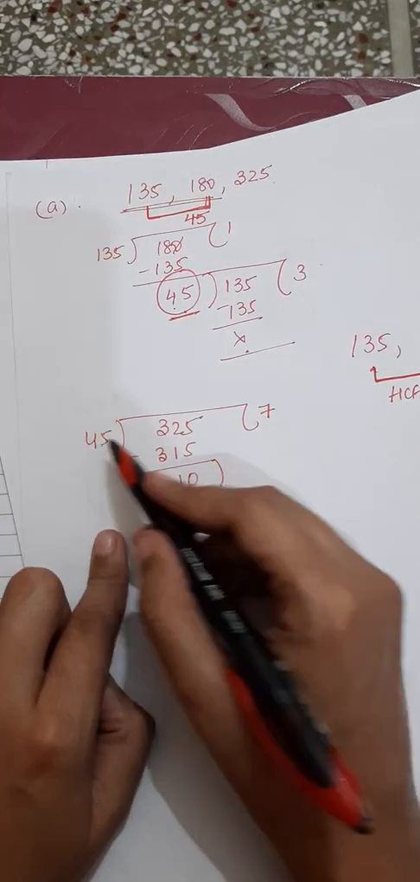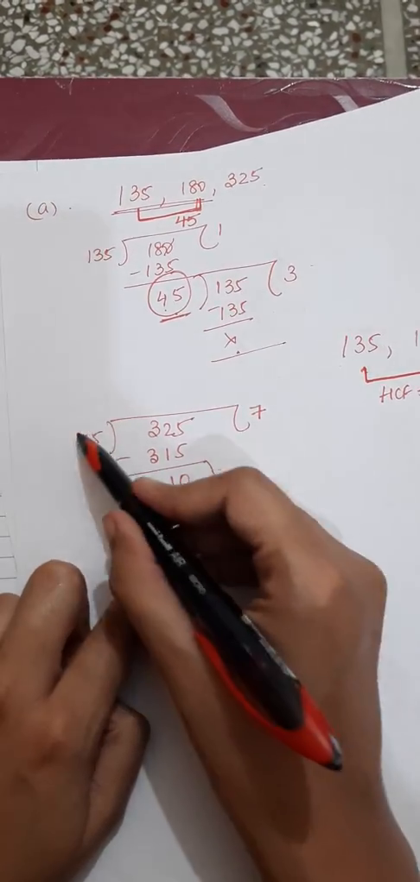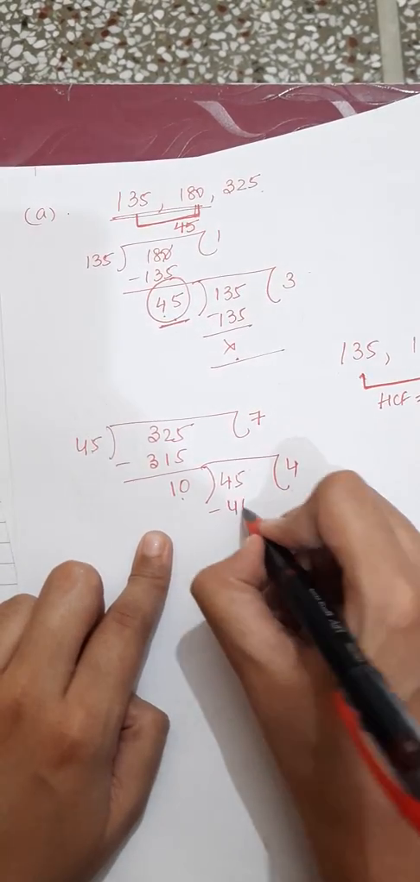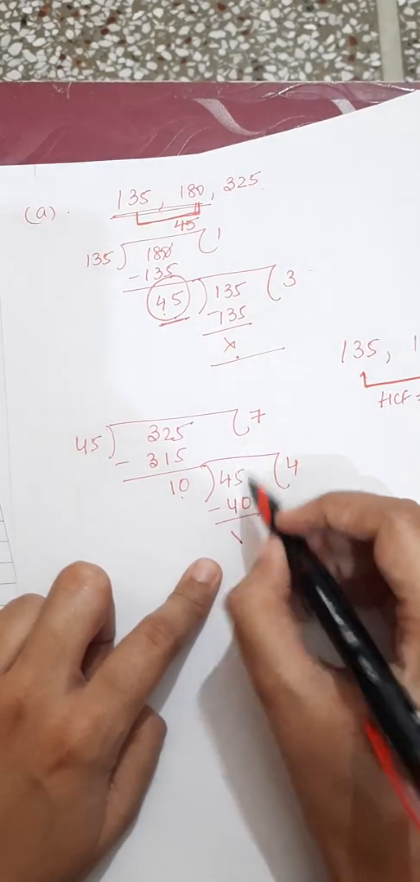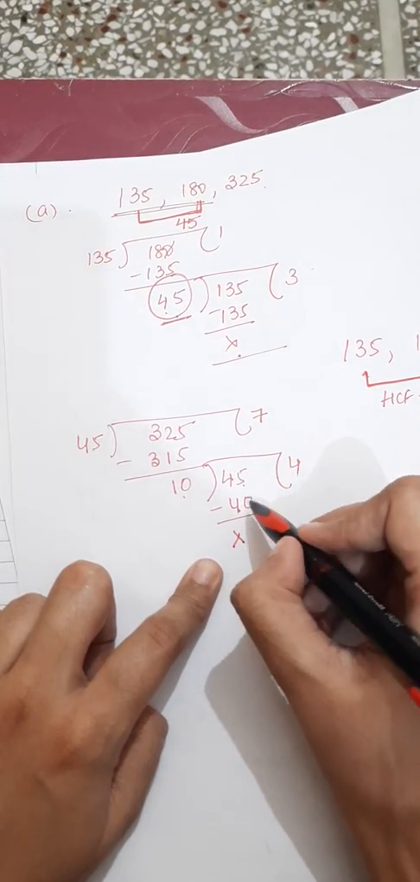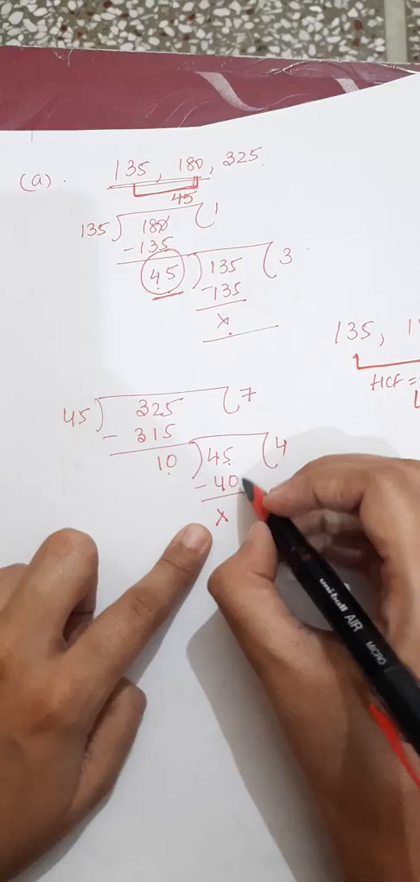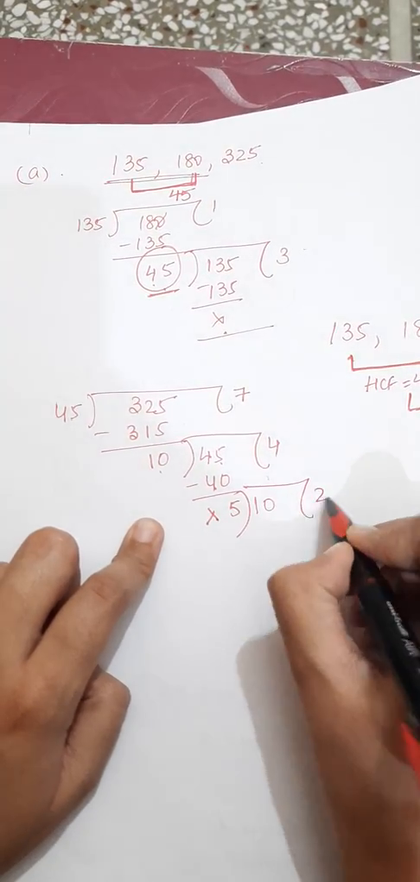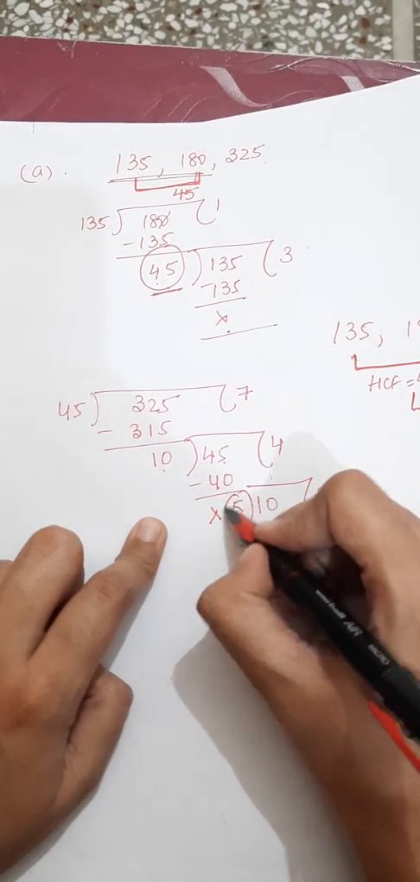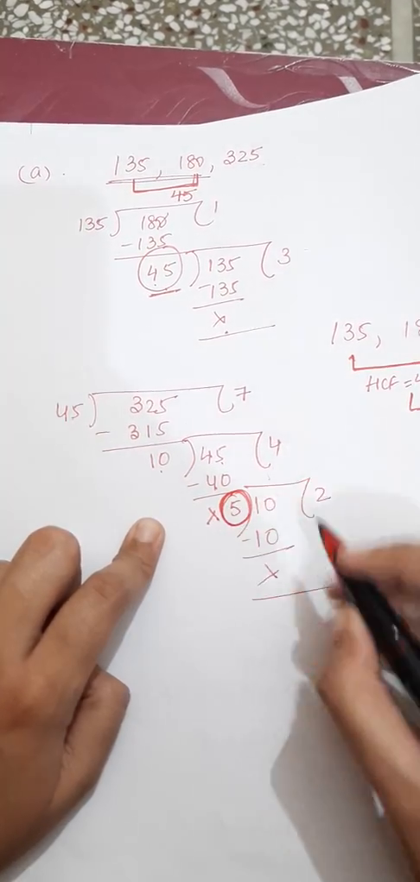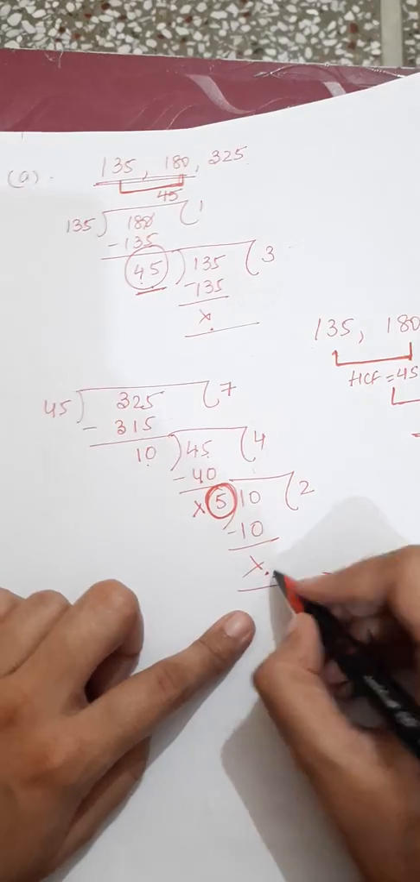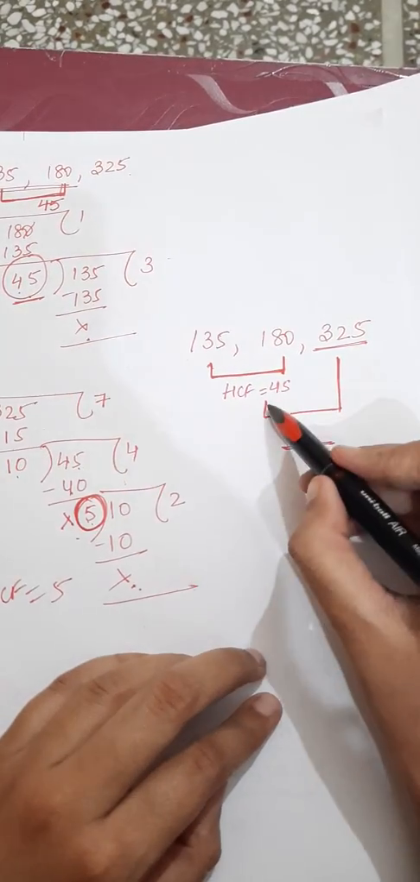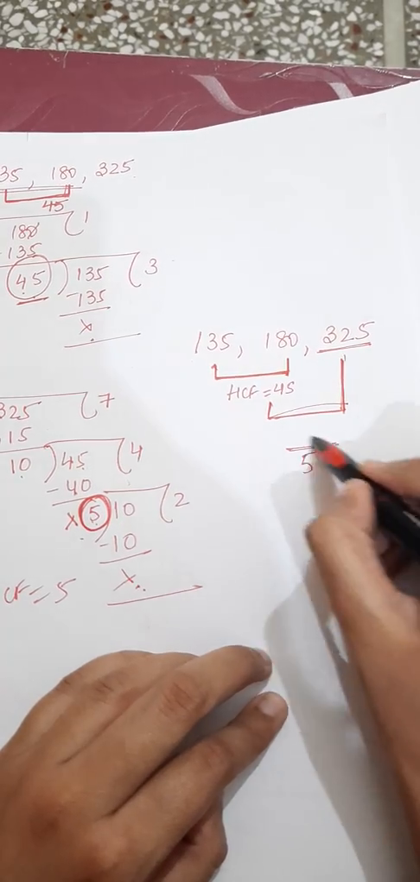Next, again 45 was not able to give me the remainder 0. So this 45 we are going to bring it down. On 4 it will go. 10 4s are 40. Now 4 minus 4 is 0 and this 5 minus 0 is going to give me 5. But 10 we are going to bring it down. 5 2s are 10. So that means this 5 was the divisor which was able to make my remainder 0. So that means HCF is going to be 5. This means the HCF of this and this is going to be 5 and this is the answer.